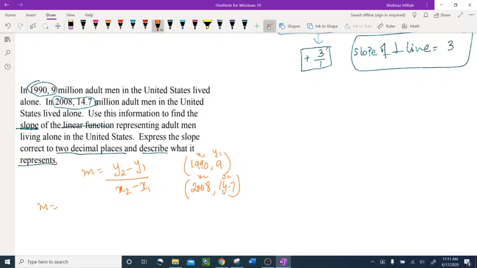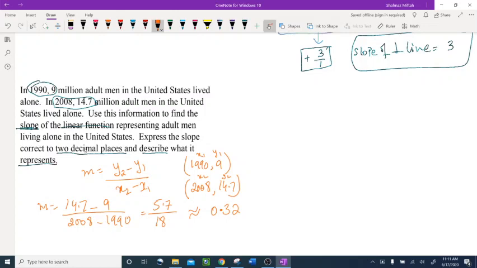m equals, what is y2? 14.7 minus, what is y1? That's 9. x2 is 2008. x1 is 1990. Okay, when you subtract these two, I'm going to get 5.7. Use a calculator and subtract. When I subtract these two, I'm going to get 18. When I divide, I'm going to get approximately 0.32. And since they said 2 decimal places, I do have 2 decimal places. 2 decimal places means how many digits you have after the decimal. So when they said 2, then it's 2 decimal places.